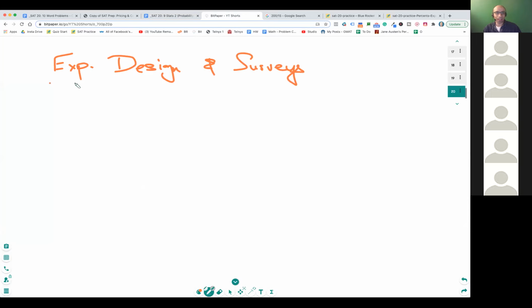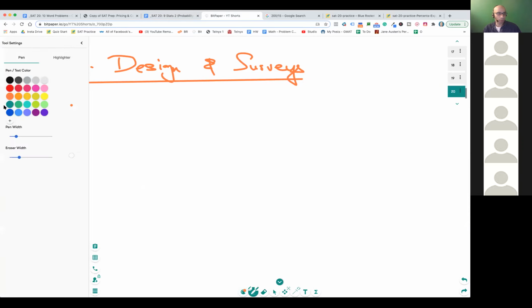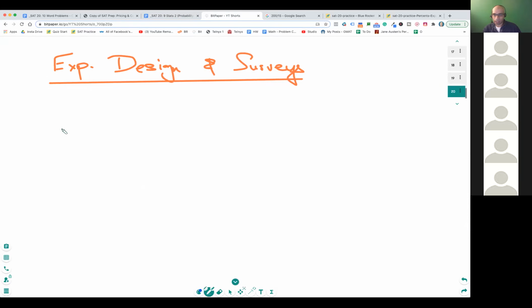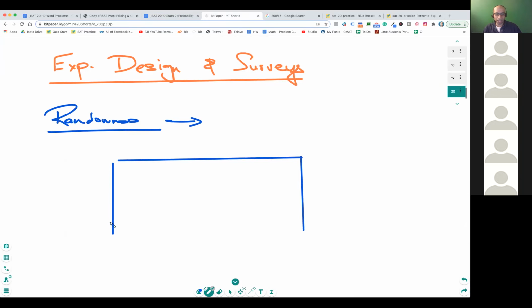These are again word problems. You just need to identify some ideas within them. The most important idea is randomness, and there are two important ideas of randomness you need to understand. The first is that if you've got something in a particular state, various parts of the state have to be represented. All the parts of the state have to be represented.